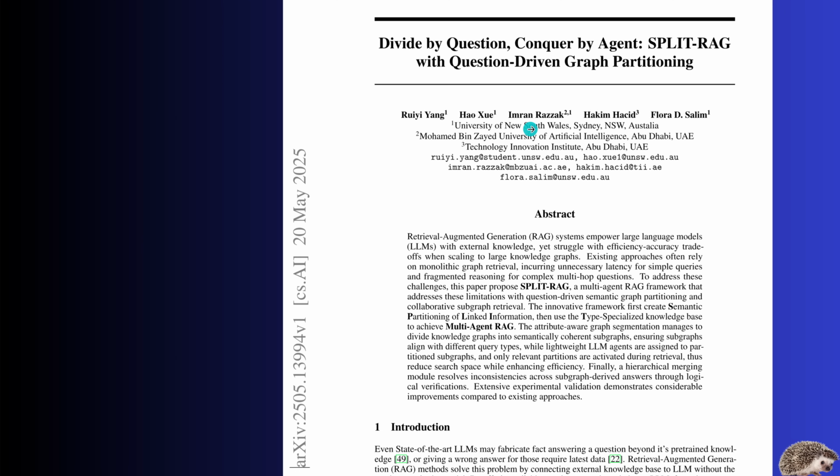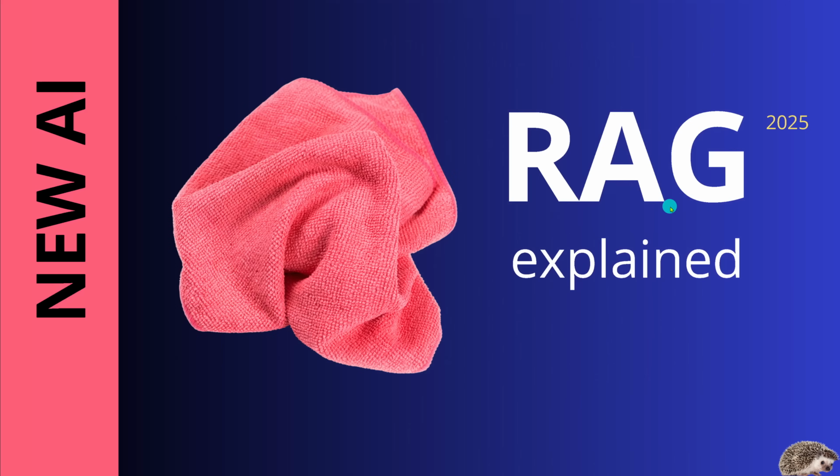Next one is here. Australia, yeah, this is what I wanted to show you. University of New South Wales, Sydney, Australia. Divide per question, conquer by agent, SplitRAG. This is what I showed you at the very beginning of my video with a question-driven graph partitioning here, a SplitRAG multi-agent RAG framework. So absolutely fascinating to create here semantic partitioning of linked information with a type-specialist knowledge base. But I think, I hope you got the idea.